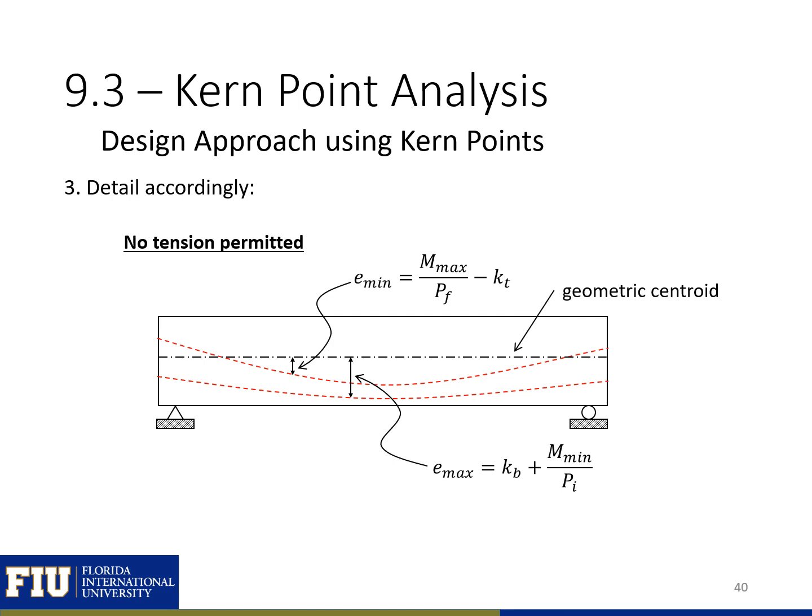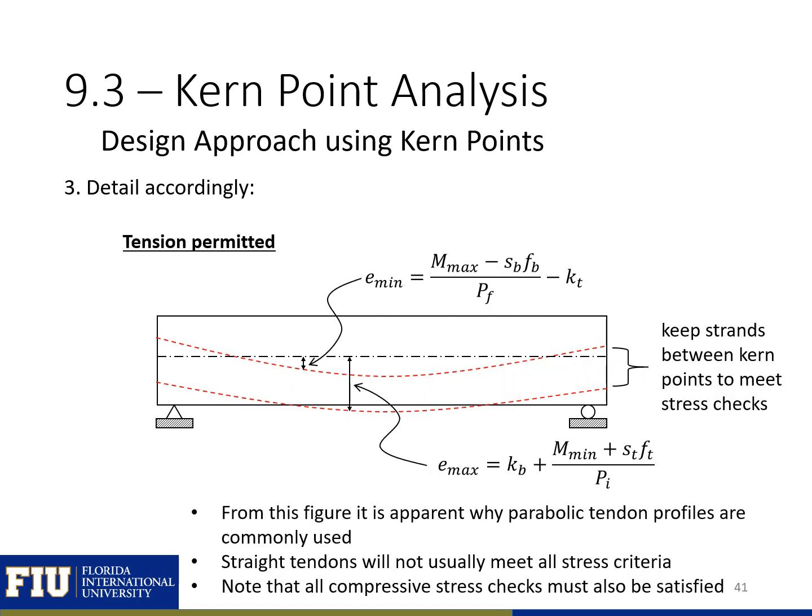So if we have no tension permitted, then we'd have a minimum and a maximum eccentricity, where we would need to keep our strand profile between these Kern points. If we have tension permitted, then you can see that our Kern point range expands. So now we have this range where we can put our pre-stressing strands between these 2 points. So if possible, we want a straight strand profile. So you can see here with tension permitted, we may just be able to get a straight strand profile between our 2 limits.